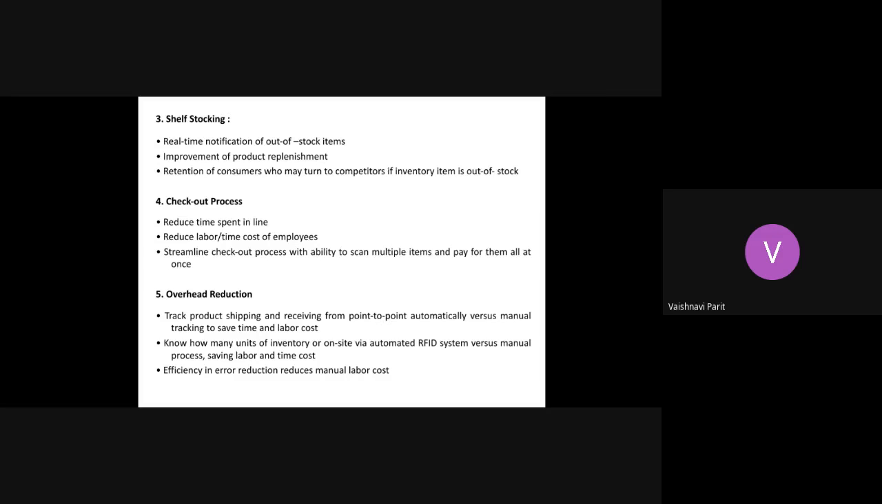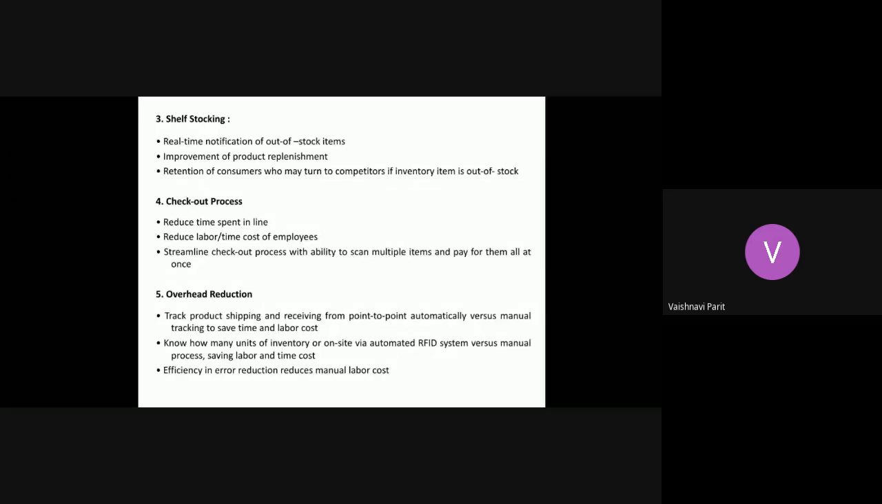Then we have overhead reduction, as I told you, where you reduce the cost of labor. You can save the money and also save time. That gives a retailer the ability to increase its efficiency along with the profits. Now this completes your total third module.